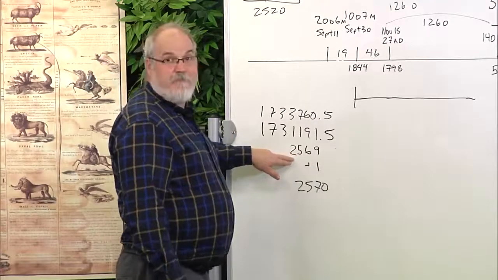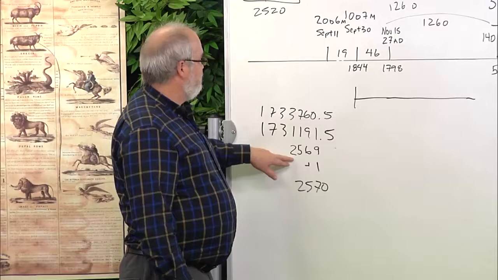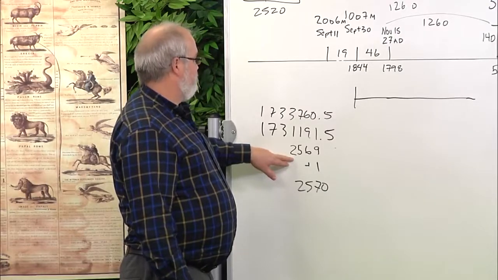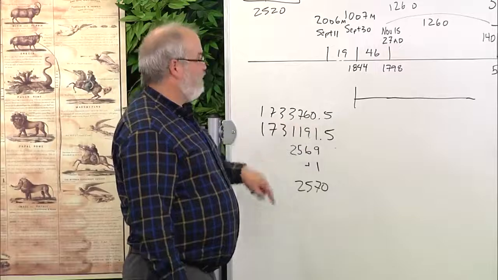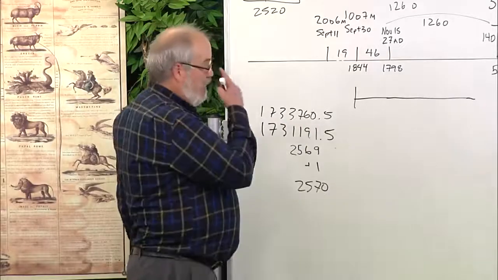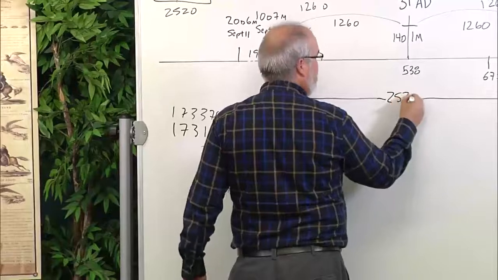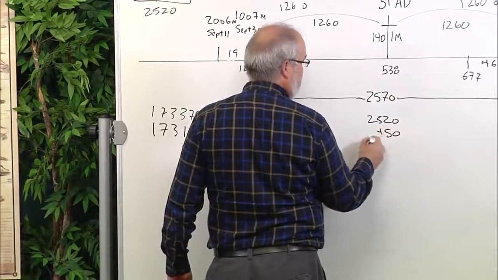Isn't it 579? No. Did I do something wrong? No, you're right. No, because I had to borrow the one from there, yeah. Okay, so that means this period of time is 2570. So that's 2520 plus 50.